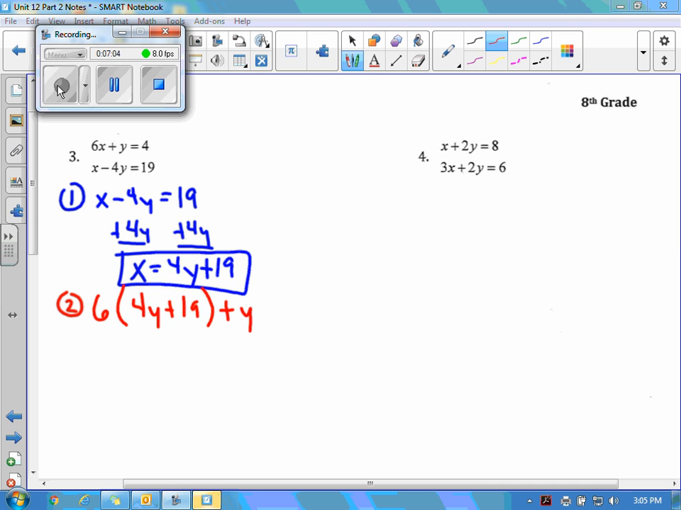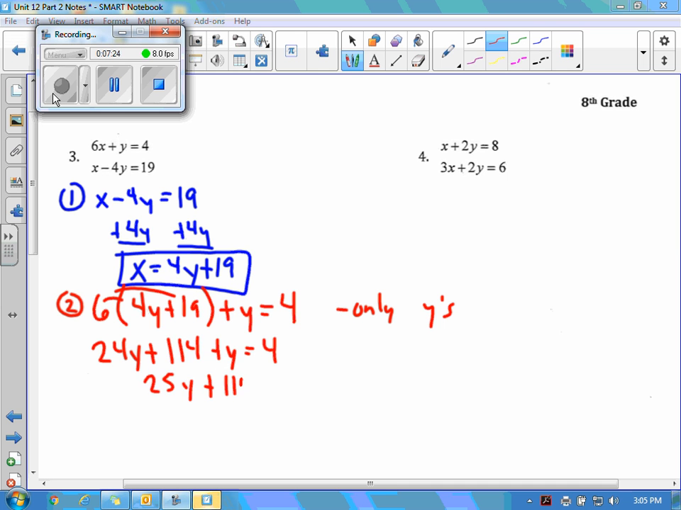And at this point, I only have y, which is fine. I only want one variable. I need to distribute here, so that's 24y plus 114 plus y equals 4. So I'm going to add my y's together to get 25y plus 114 equals 4. I can subtract 114 on both sides. I get 25y equals negative 100.